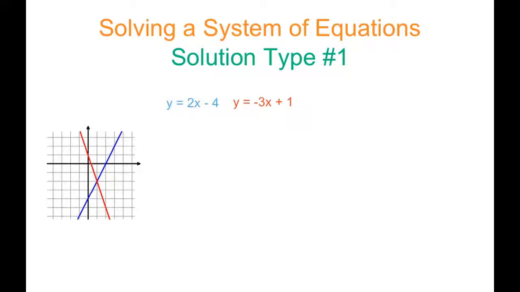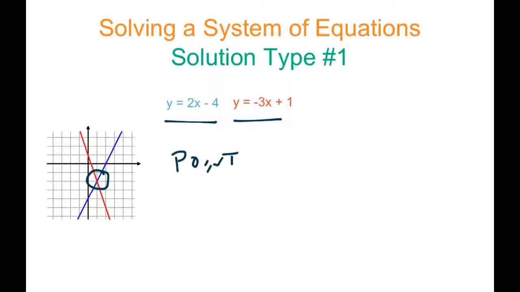Alright, so solution type number one. This is what we're most familiar with. Most of the problems that we've seen, this has happened, where we've had a system of equations, two or more equations, and the solution is the intersection. So we have an equation y equals 2x minus 4, that's the blue line, y equals negative 3x plus 1, that's the red line, and they intersect right there, and their solution is a point.